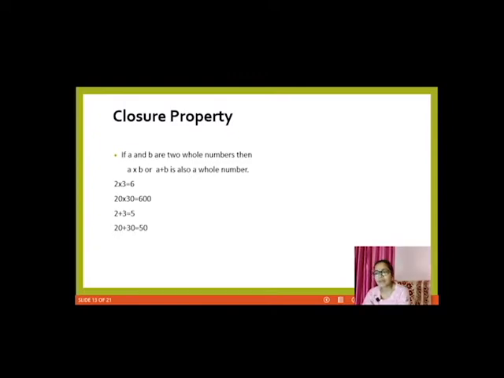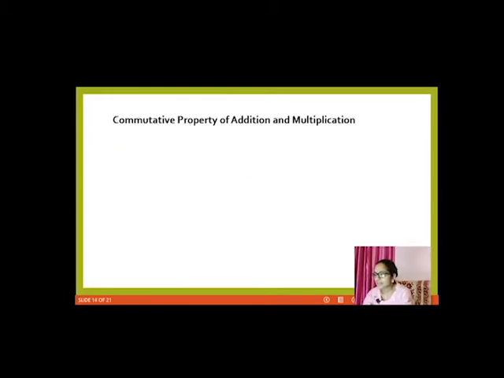We can say if you take any two whole numbers and find the product or the sum, the answer will also be a whole number. Let's go to the next property, that is commutative property. Commutative property is talking about the order in writing the numbers when you go for addition or multiplication. There is no difference in the answer whether you write it in the order A plus B or B plus A. Both will give you the same result.